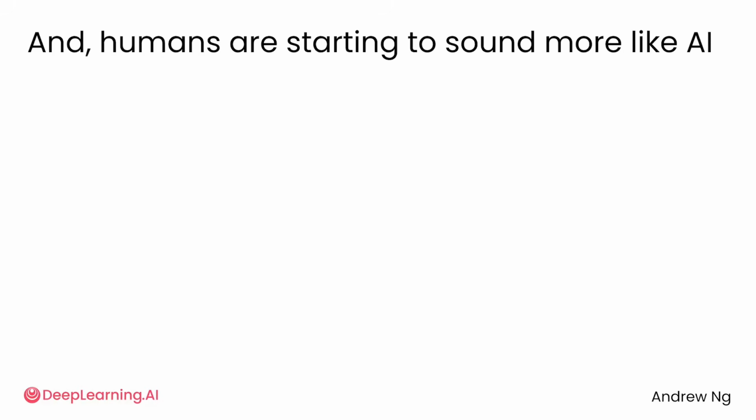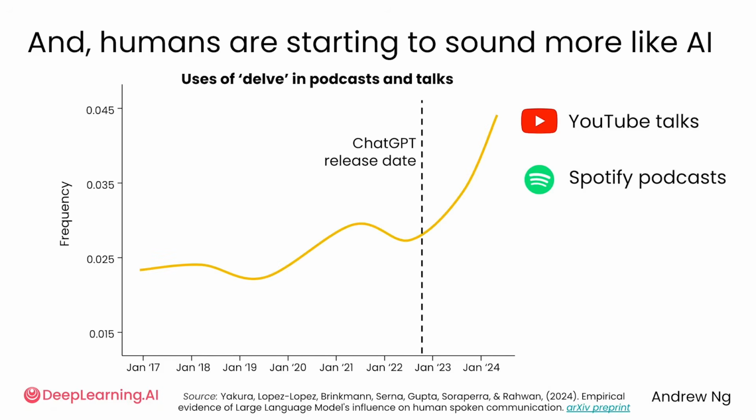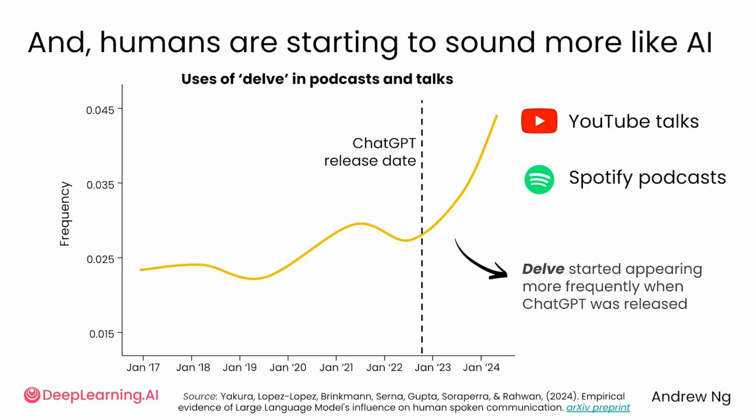Interestingly, because humans are using AI models so much, humans are themselves starting to sound more like AI. And humans, ever since ChatGPT was released, are using the word "delve" more in podcasts and talks. And this is true both for spontaneous speech as well as for prepared speeches. So this isn't just a case of people using AI to write scripts for them. It looks like people are picking up speech patterns or texting patterns from spending a lot of time with AI.